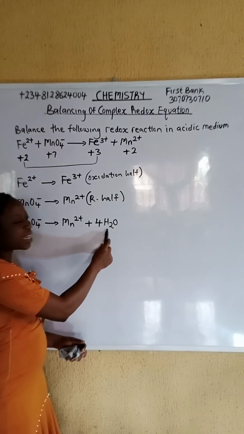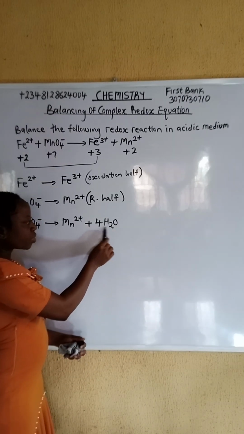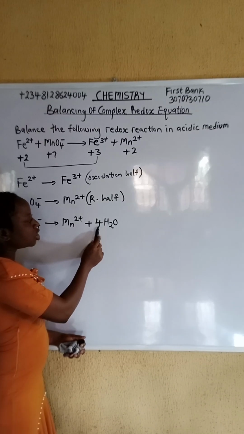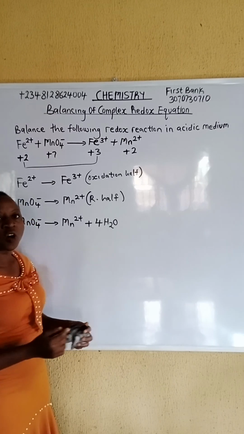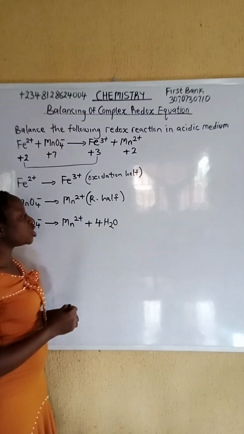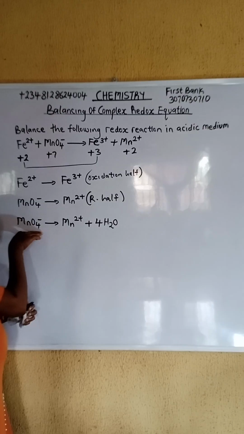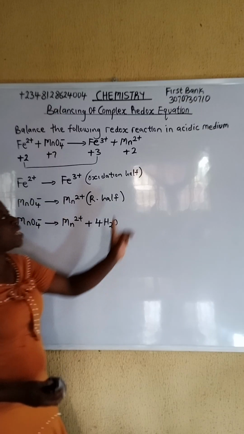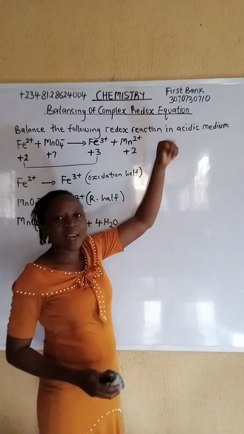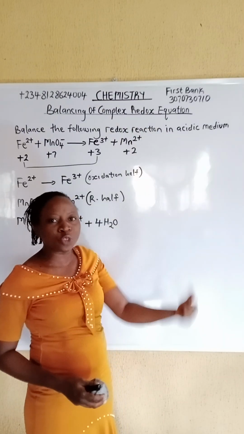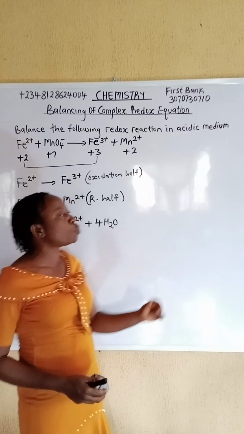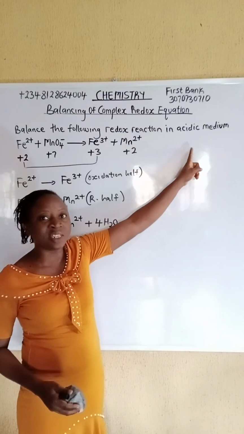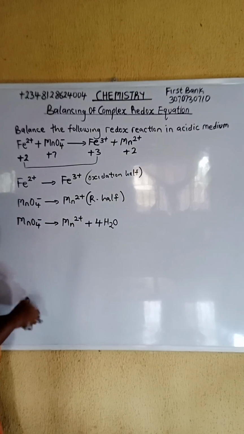But something has been added, that is hydrogen. We have added 8 hydrogen atoms, 4 times 2 gives us 8. Now you come to the reactant side and add hydrogen ions. Don't forget, what is an acid? An acid is a substance that produces hydrogen ions. So to show that this reaction is balanced in an acidic medium, you add hydrogen ions to this side.